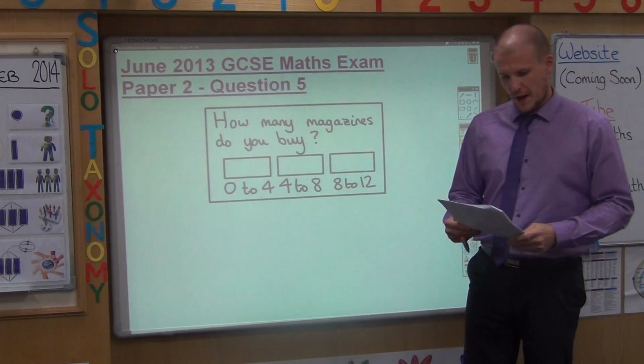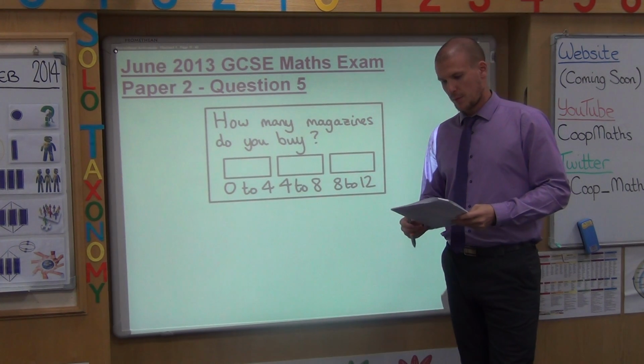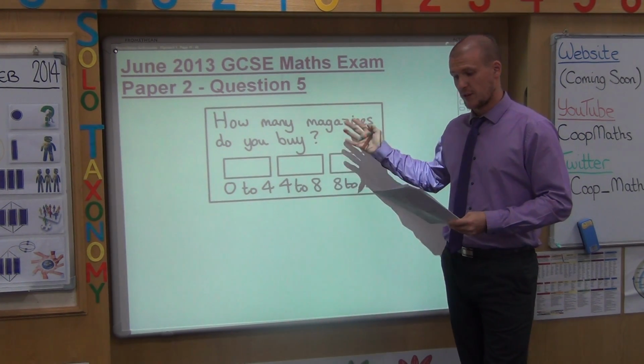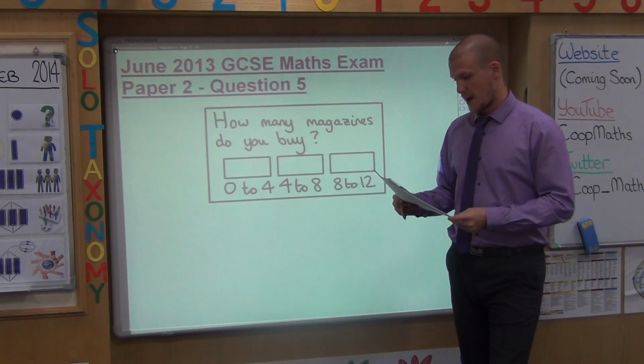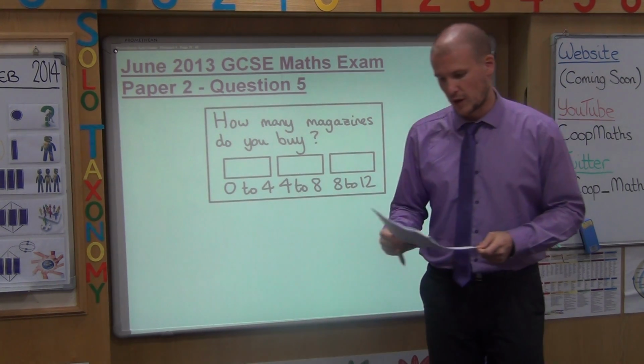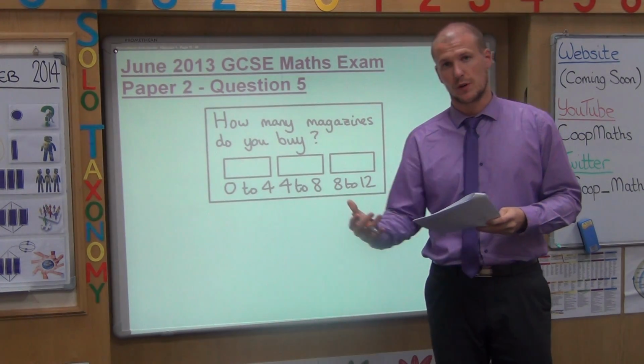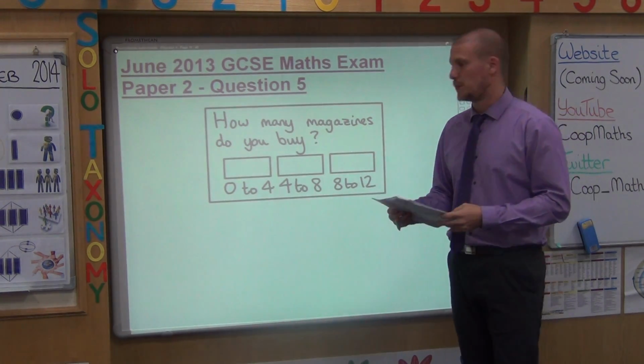Paper 2, question 5. Mason is doing a survey to find out how many magazines people buy. He uses this question on his questionnaire. Write down 2 things wrong with this question. Okay, now there are 3 main obvious ones that I'm going to give you. As long as you put down 2 of those, you'd be right.